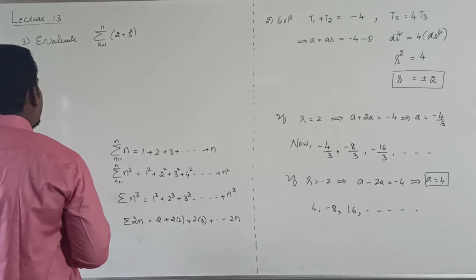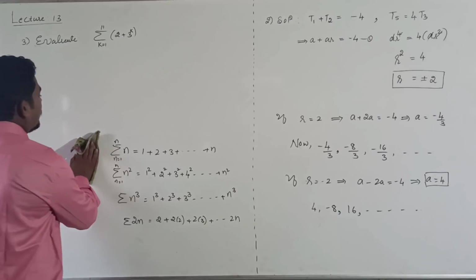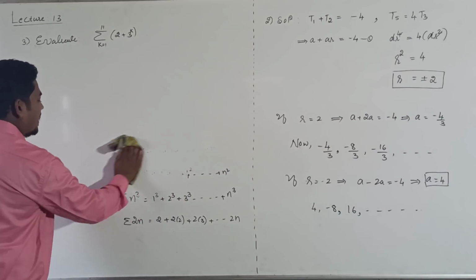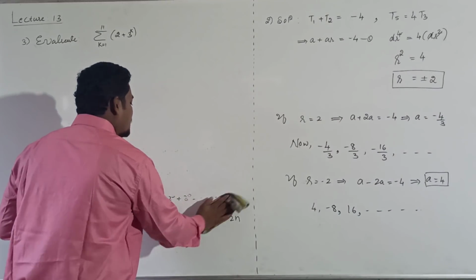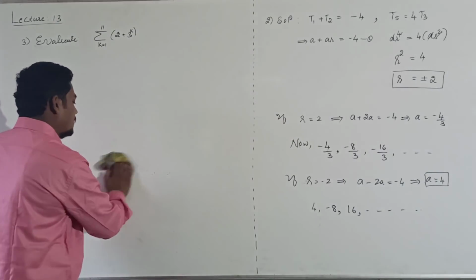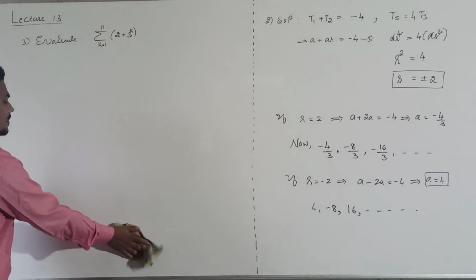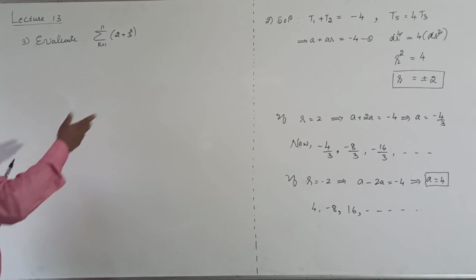We need to evaluate sigma k ranging from 1 to 11 of 2 plus 3 power k. Just write its expanded notation. Evaluate means find the value of.